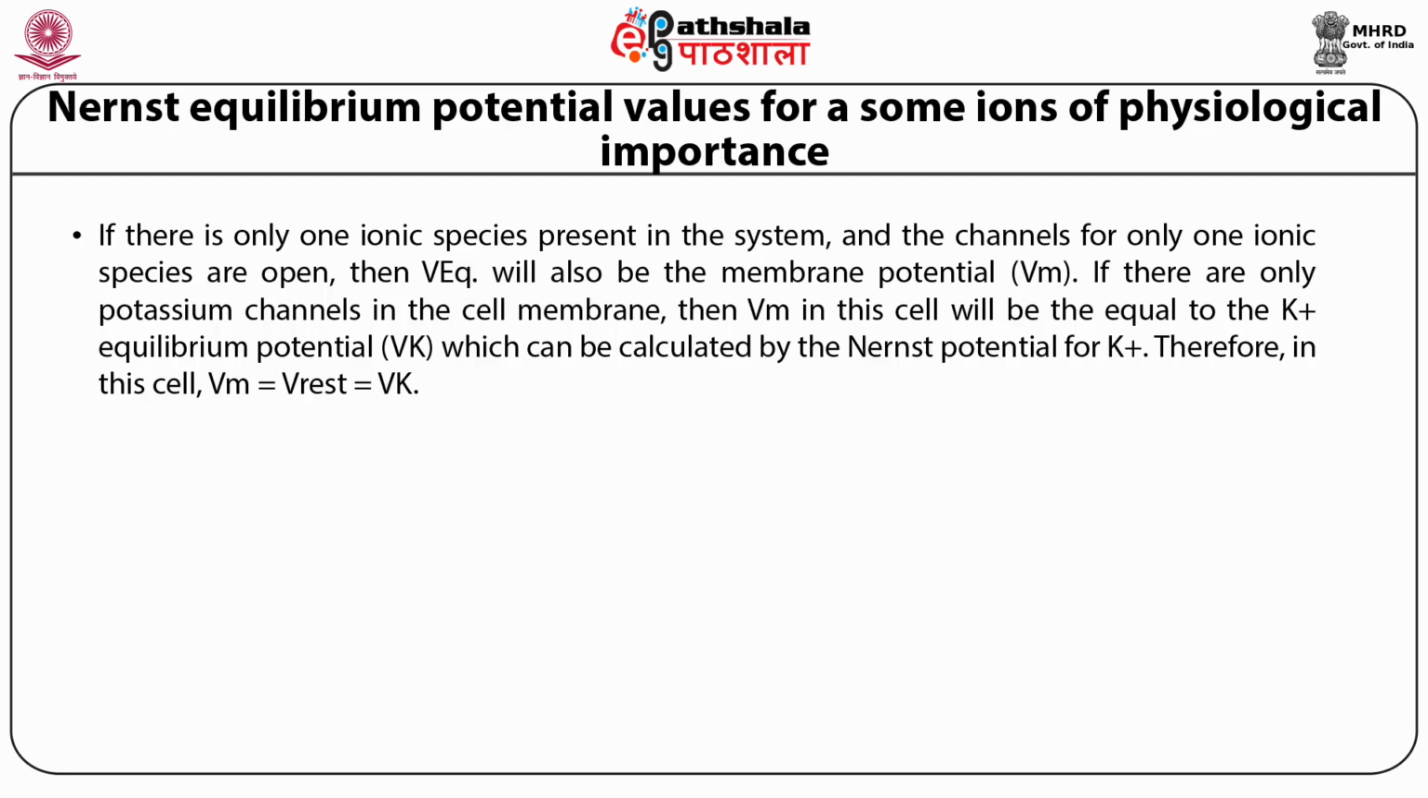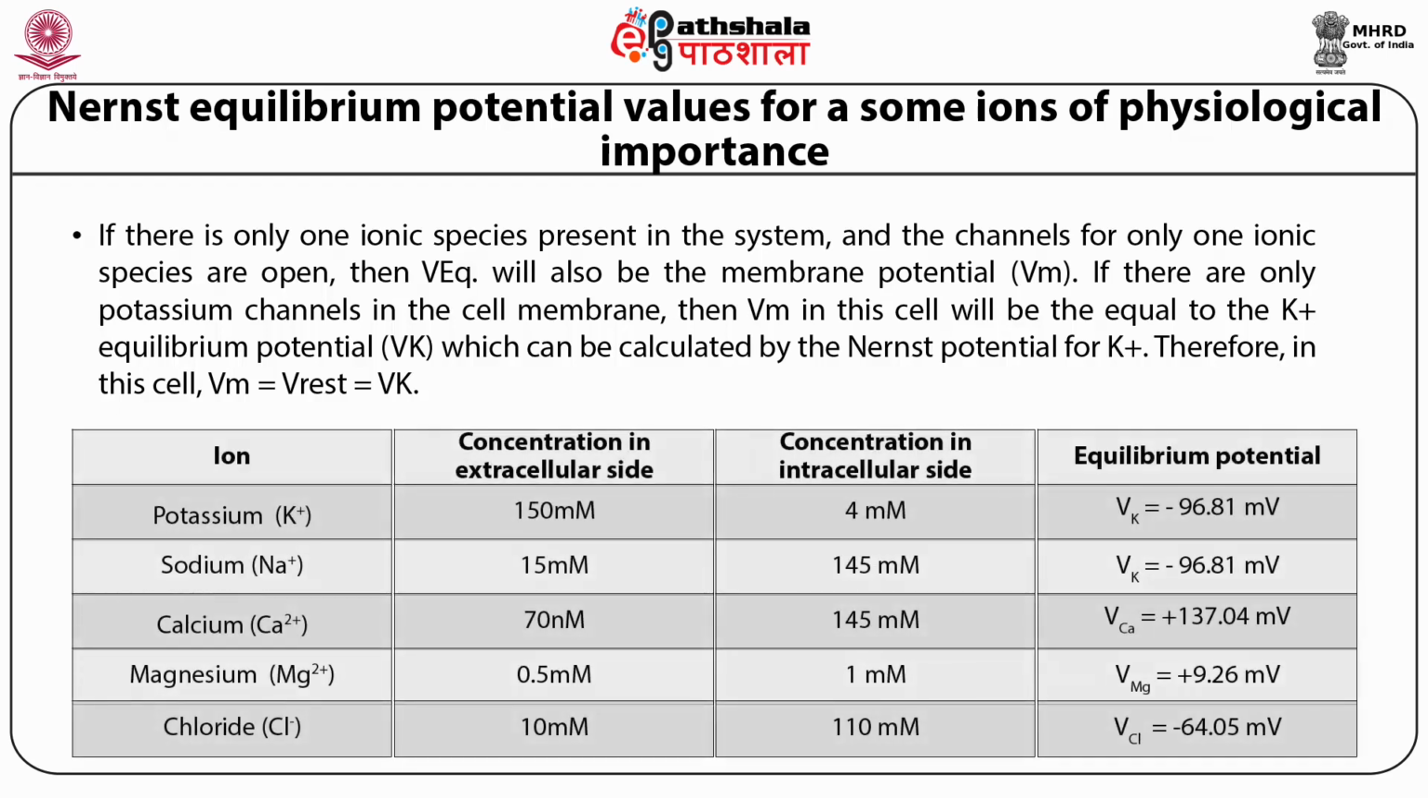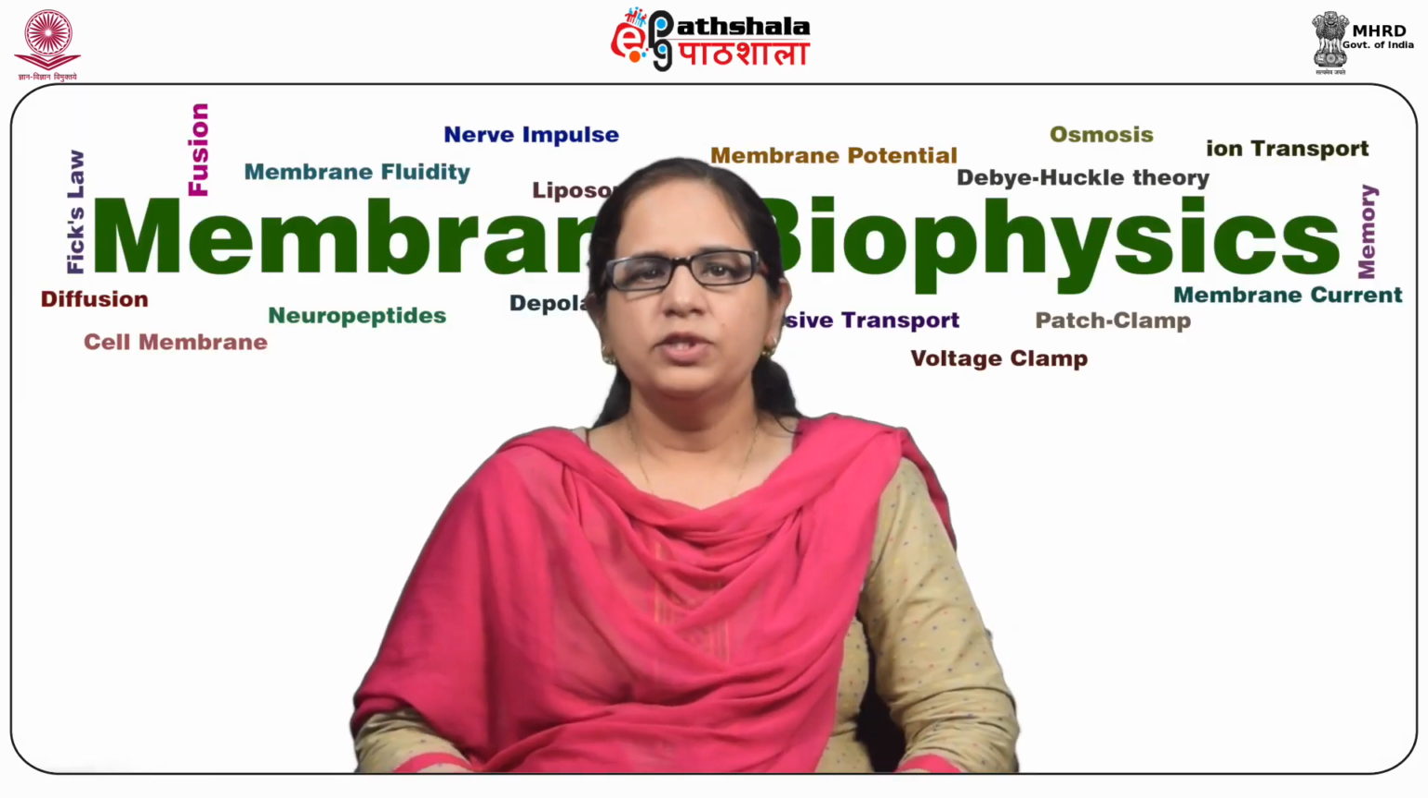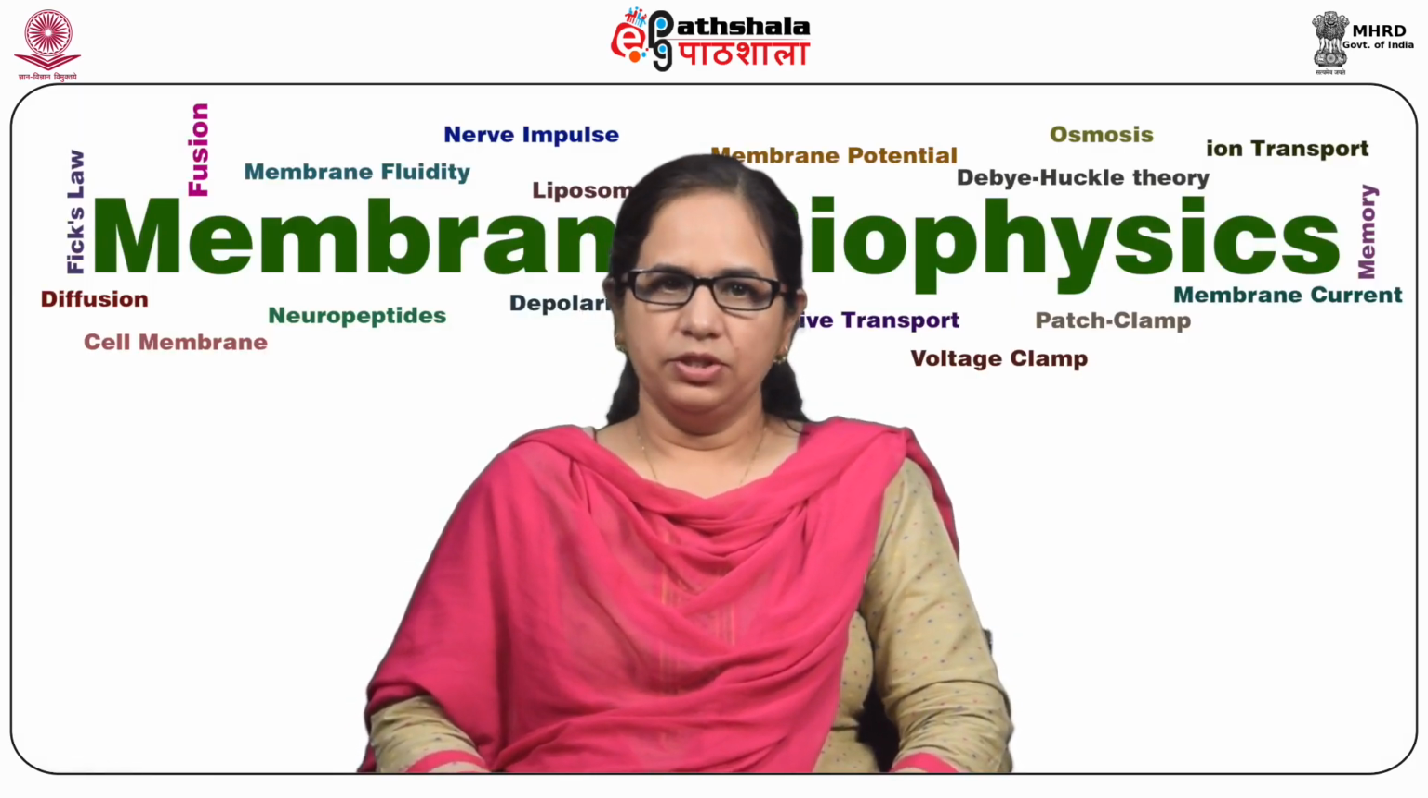The equilibrium potential is typically measured in millivolts. The Nernst equilibrium potential values for some ions of physiological importance are given in the table below. These ions of physiological importance are potassium, sodium, calcium, magnesium and chloride, and their potentials are given on the right side of the table. Physiological significance of the membrane potential.